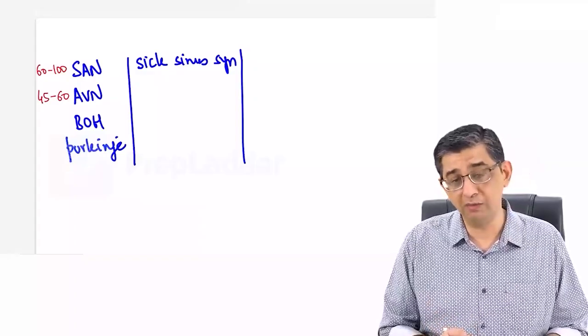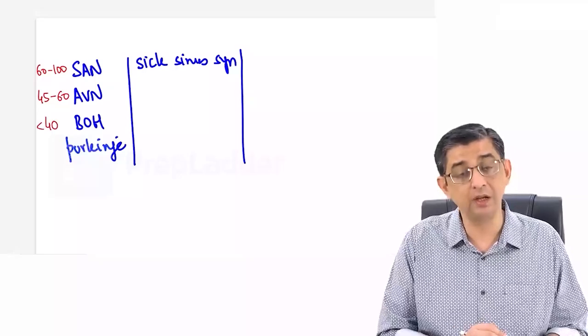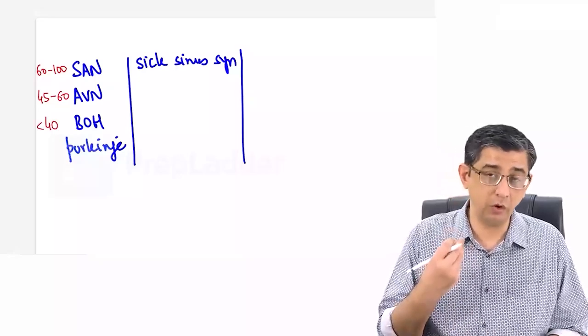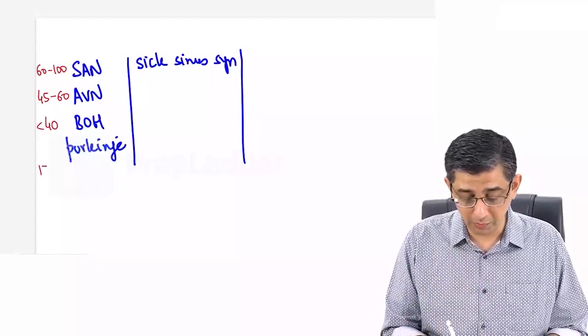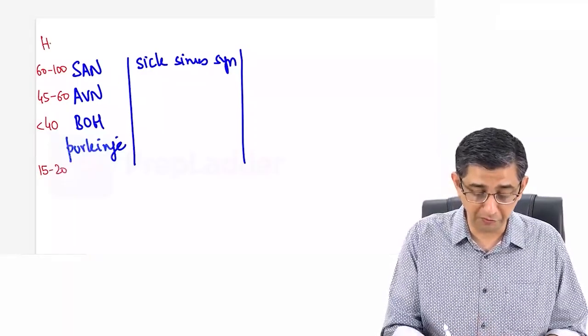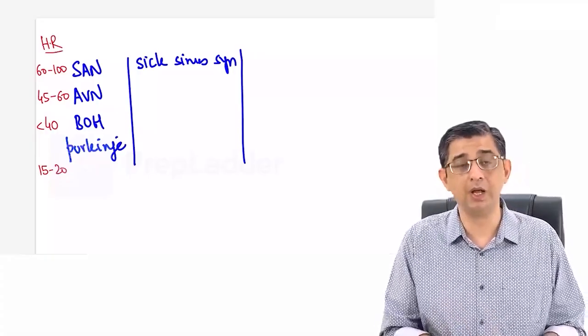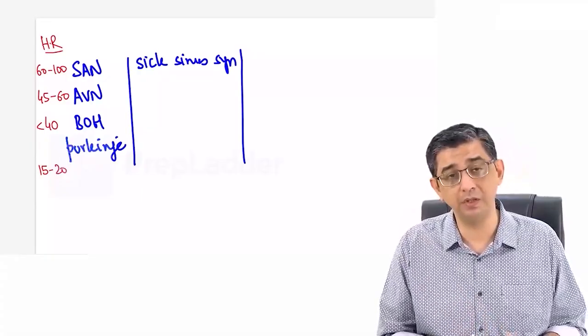If the top two malfunction, then it is the bundle of His which can fire at a max rate of 40 or lesser. And suppose, God forbid, the superior three are malfunctioning and it's only the Purkinje taking over the heart, then the heart rate is going to be only between 15 to 20 beats per minute. That is just too less, guys. This can definitely contribute to sudden death in a person.